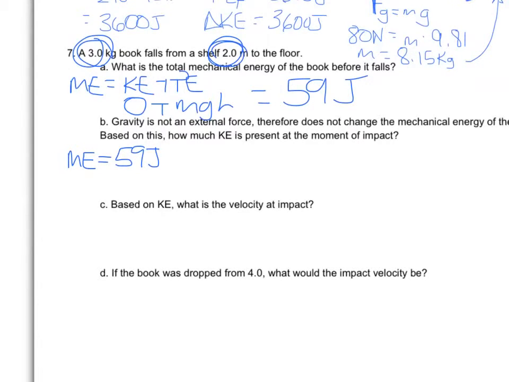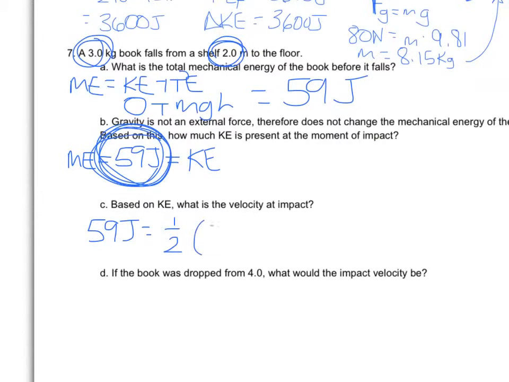That means if there isn't any potential, all of this mechanical energy must have been converted into kinetic energy, energy of motion, based on how fast the object is moving. So the answer to part B is 59 joules, and the reasoning is the conservation law for energy. And once we know the kinetic energy, 59 joules, we can figure out the velocity using 1/2 mv squared.